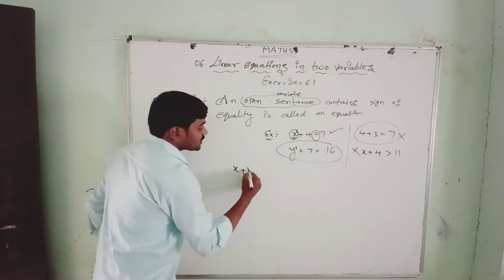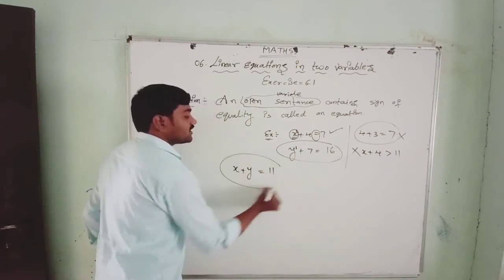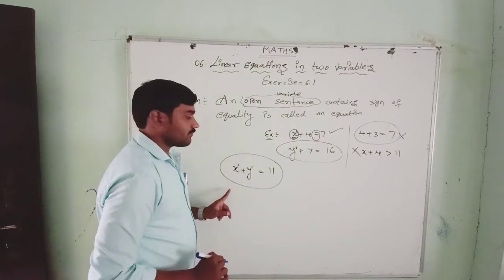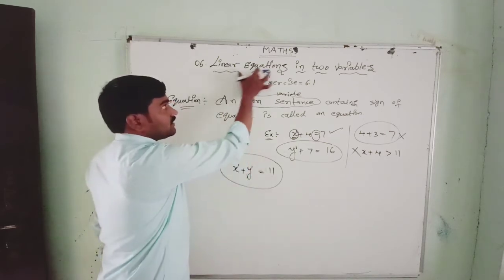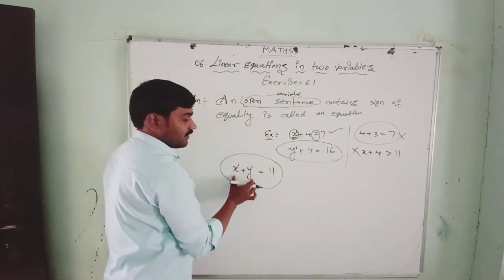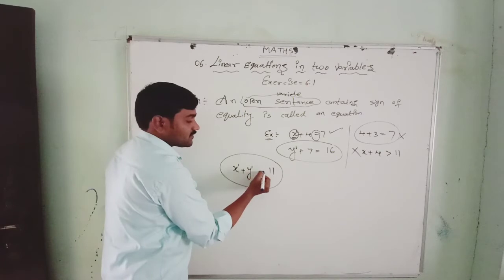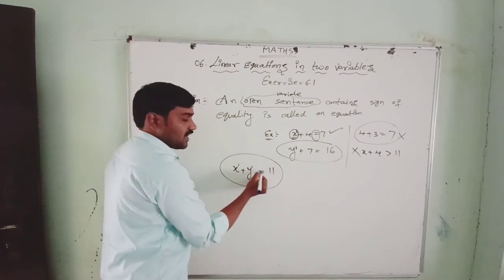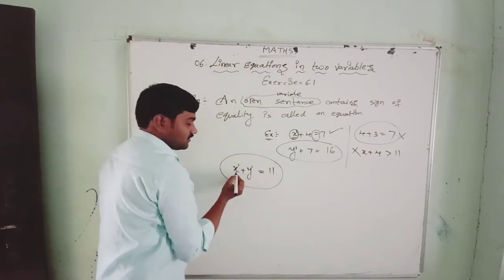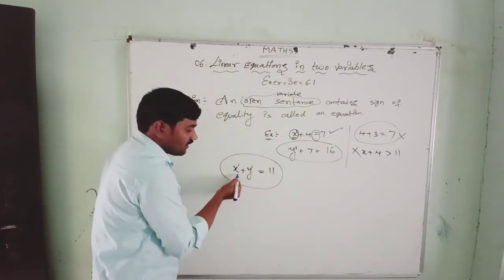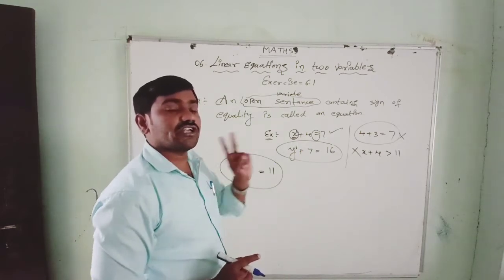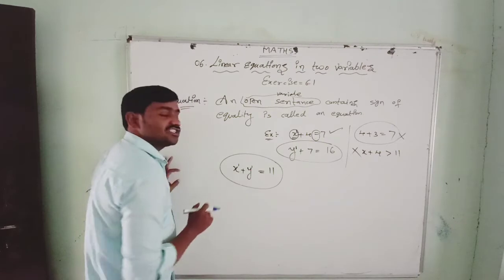Suppose you write x plus y equal to 11. See, the power of the variables are 1 and 1. This is an equation. If the power of the variables is 1, they are called linear. And there is an open sentence and there is an equal symbol. So it is an equation. How many variables are here? There is 1 and 2. x and y, both are variables. So it is a linear equation in two variables.